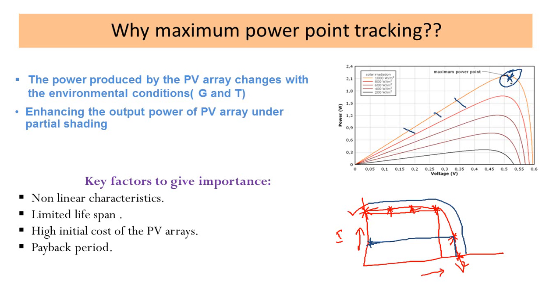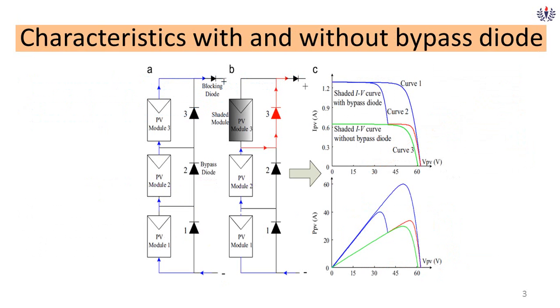But your PV operates at maximum power point only at this particular point, where voltage is maximum and current is also maximum. That point is what you call the maximum power point. When you are not operating at the maximum power point, you have a limited lifespan. This is a non-linear characteristic. But when you operate at the maximum power point, you have the highest payback and the highest income returns. These are the advantages of operating PV at maximum power point tracking, as we have discussed.